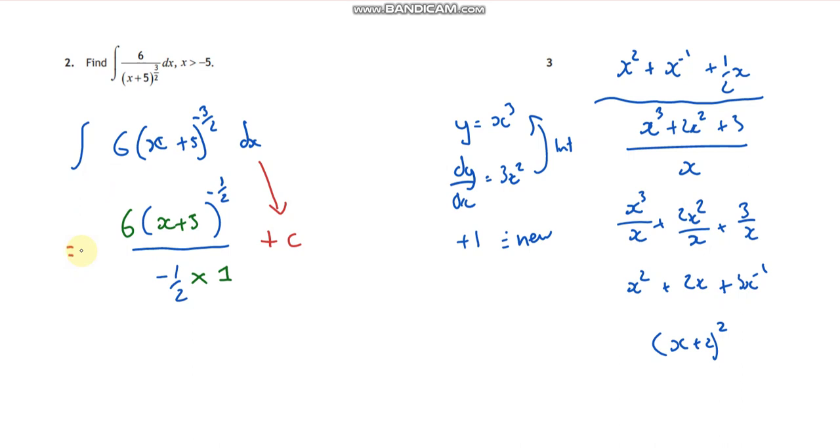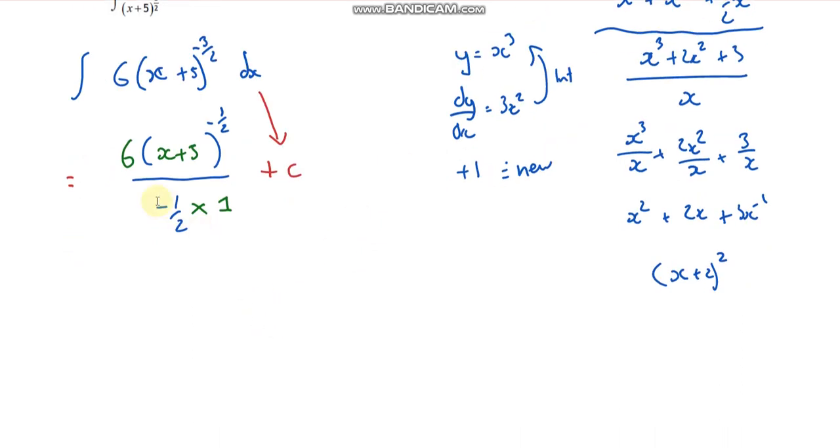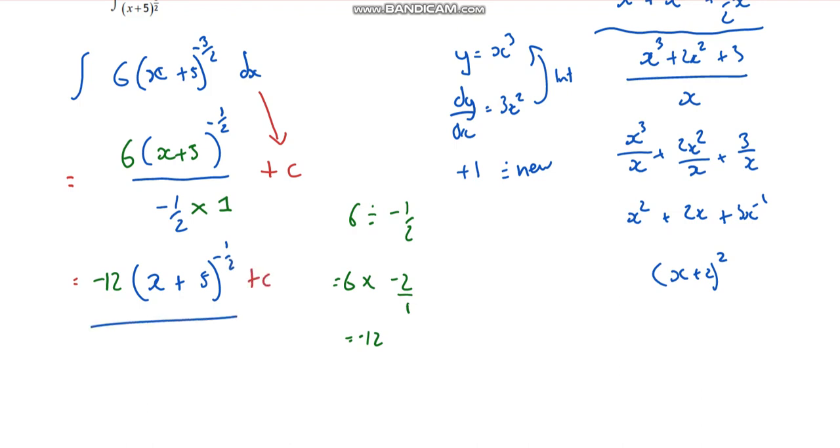Okay, we're nearly there. We just need to tidy this up a little bit. So this is negative a half, so 6 divided by negative a half. I'll do that on the side over here. 6 divided by negative a half is the same as KFC, where you keep, flip, change. So that's negative 12, isn't it? So I'm going to end up with negative 12, the bracket stays where it is at x plus 5 to the negative a half, and the plus c also stays where it is. So not bad for 3 marks really.